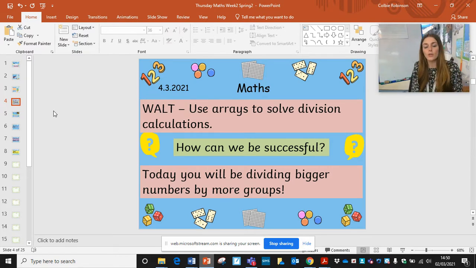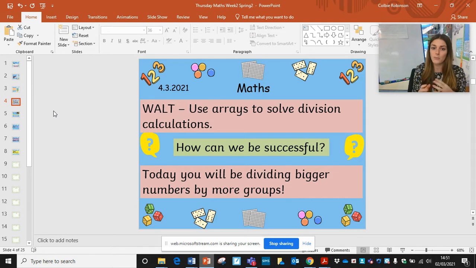So we are learning to use arrays to solve division calculations. Arrays are just the use of our crosses in a particular representation. I will model that a bit like we did yesterday, and then you're solving division calculations. Division just means that we are sharing into equal groups, and calculations just means our number sentence.